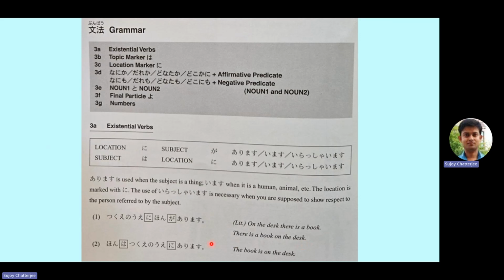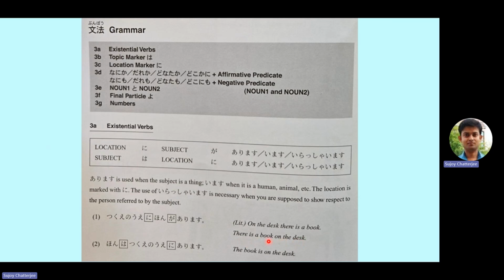Now suppose you reorder the tabletop and the book. What will happen? If you say hon wa tsukue no ue ni arimasu, then the translation will be the book is on the table. So what is the difference between the two? There is a book on the table and the book is on the table. The difference is that in the first case, it's a generic book. We don't know which book that is. We just know that there is a book on the table. So on the table is more focused here.